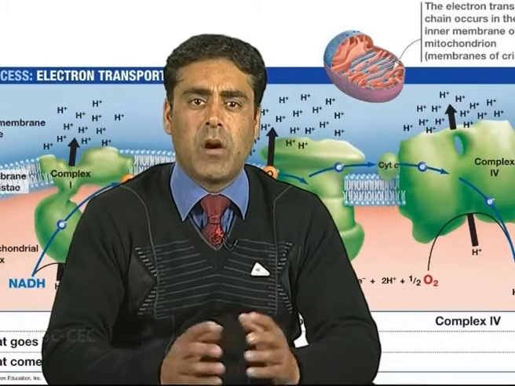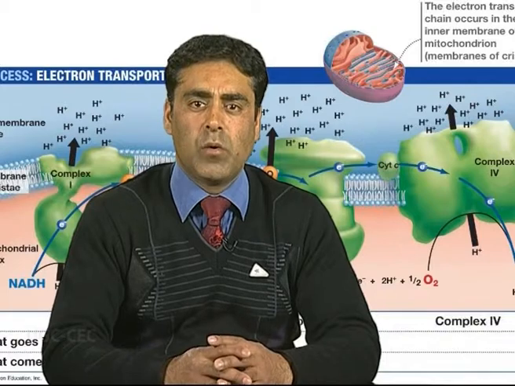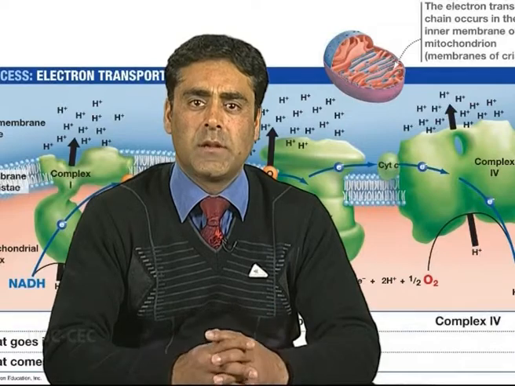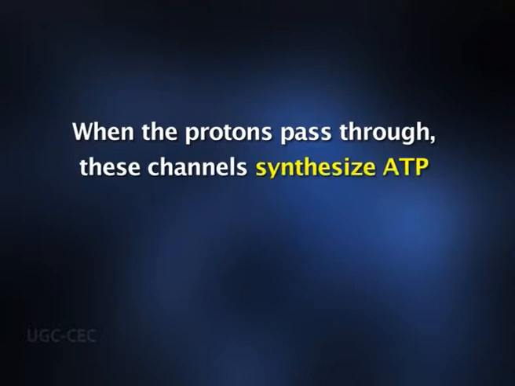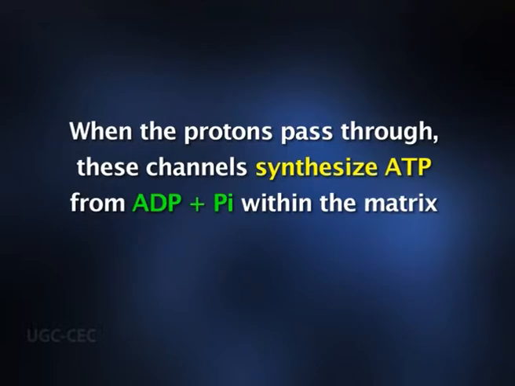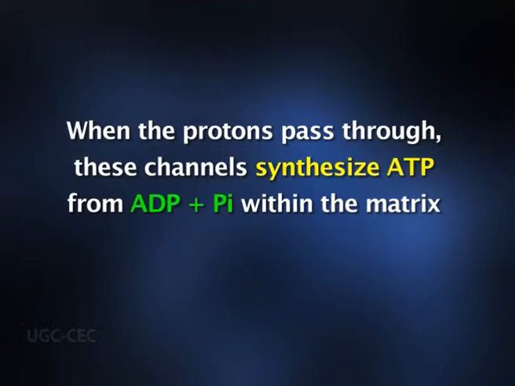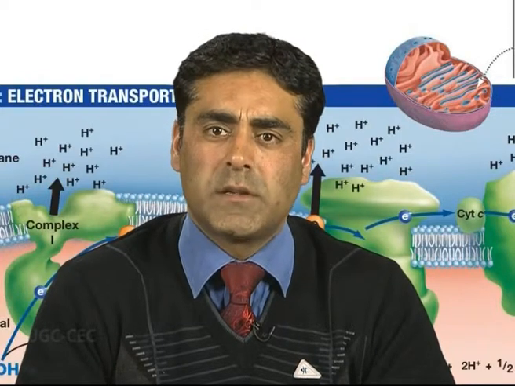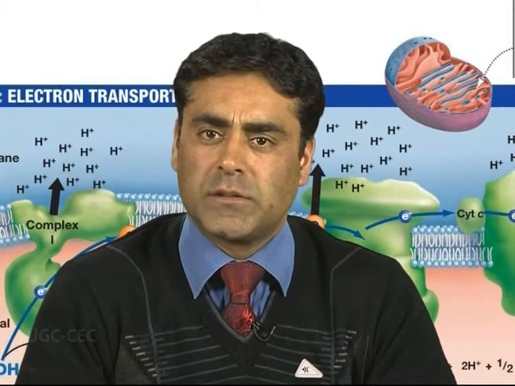Since membranes are relatively impermeable to ions, most of the protons that re-enter the matrix pass through special proton channels in the inner mitochondrial membrane. When the protons pass through these channels, they synthesize ATP from ADP and inorganic phosphate within the matrix. The ATP is then transported by facilitated diffusion out of the mitochondria and into the cell's cytoplasm. Because the chemical formation of ATP is driven by a diffusion force similar to osmosis, this process is referred to as chemiosmosis.